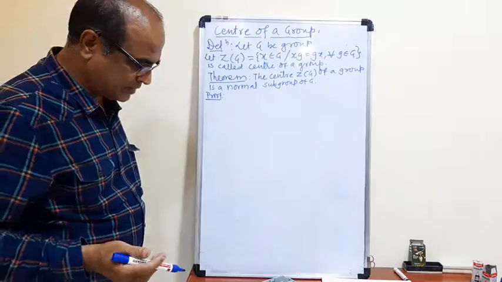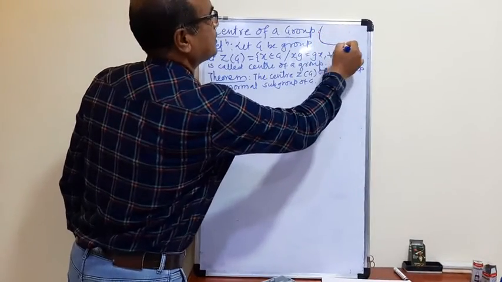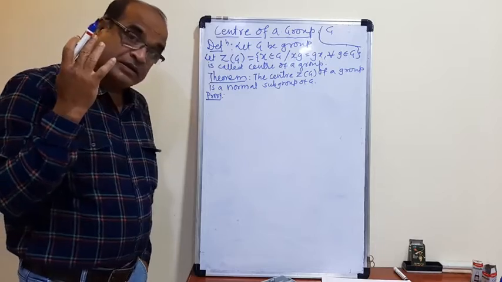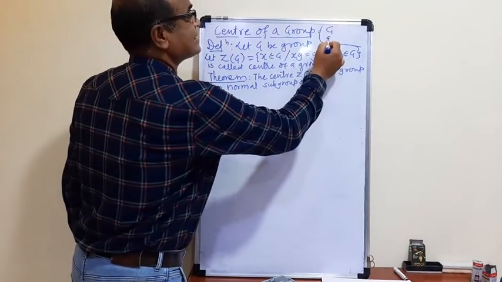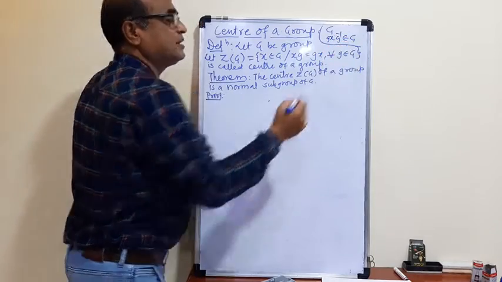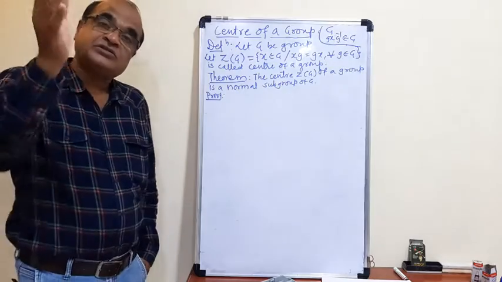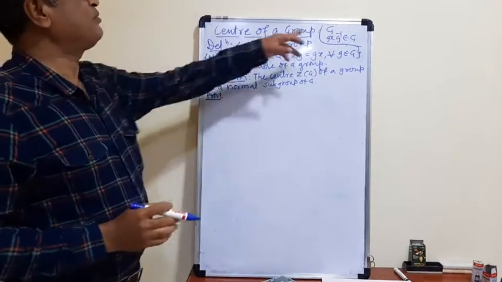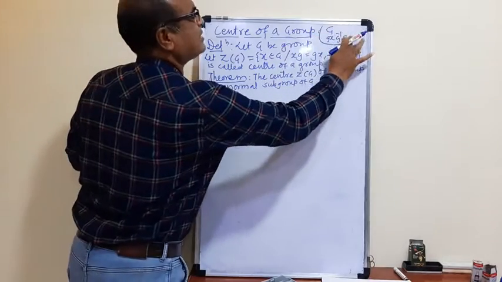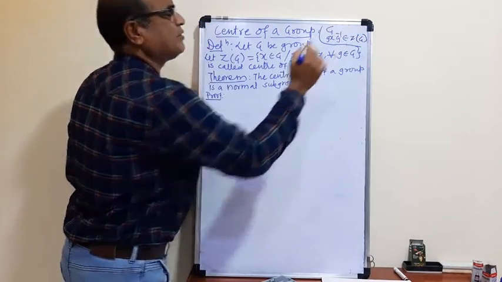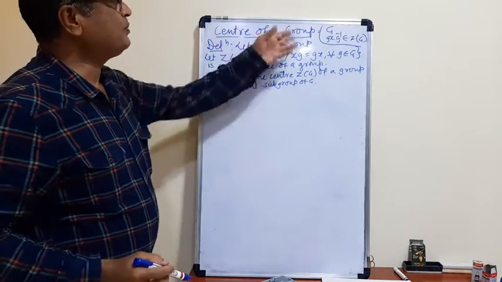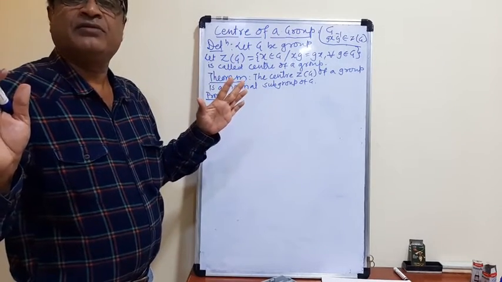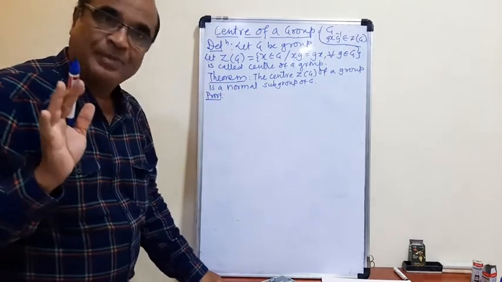So what is the definition of a normal subgroup? If G is a group, then a subgroup is said to be normal if gxg inverse belongs to it. Here we are proving that if gxg inverse belongs to Z(G), then Z(G), the center of a group, is a normal subgroup. So that is the definition of a normal subgroup here.